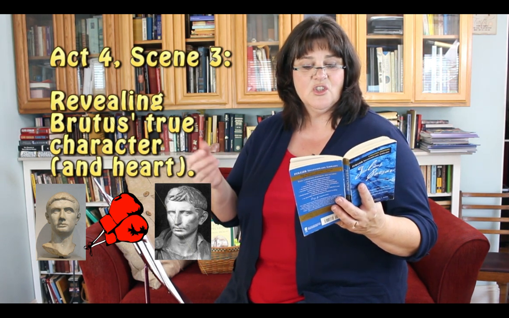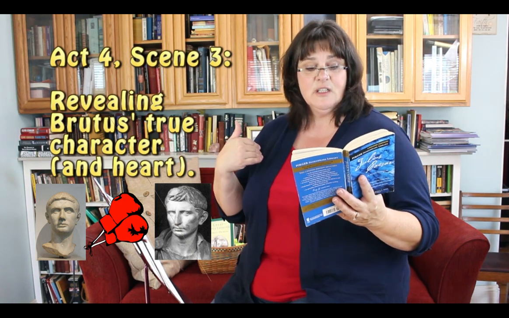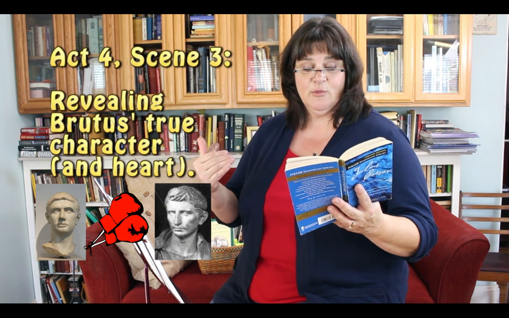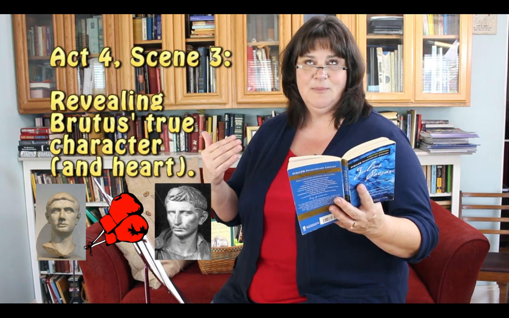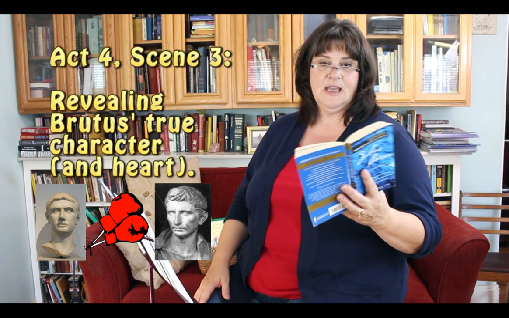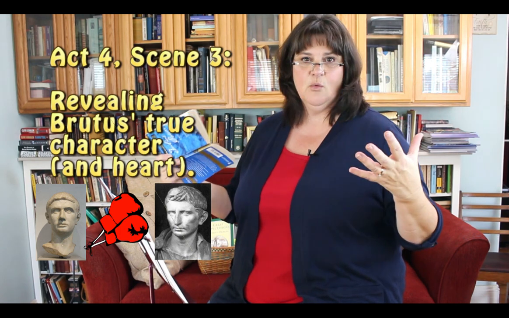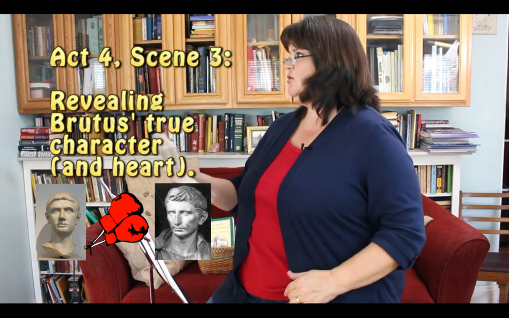What shall one of us that struck the foremost man of all this world, but for supporting robbers, shall we now contaminate our fingers with base bribes, and sell the mighty space of our large honors for so much trash as may be grasped thus? I had rather be a dog and bay the moon than such a Roman. Okay, so he's accusing Cassius of these things, and he's saying, wait a second, we did this for justice, and now you're turning around and being corrupt.